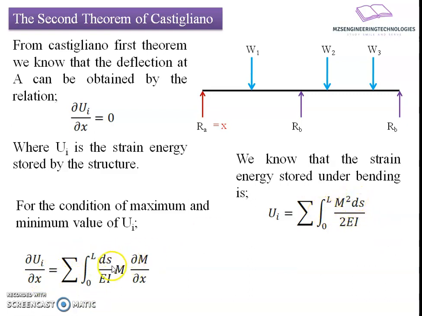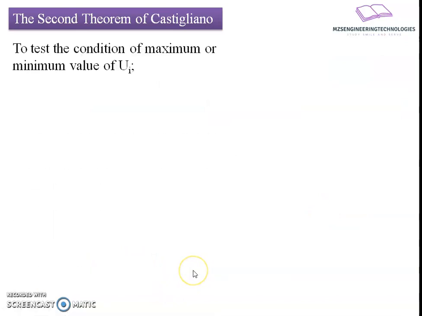So 2m will come in, 2m will be there, the 2s get cancelled, what remains is m. And the derivative of it, since it's a partial derivative, we will have dou m upon dou x as the second component here. Now I want to maximize this value.